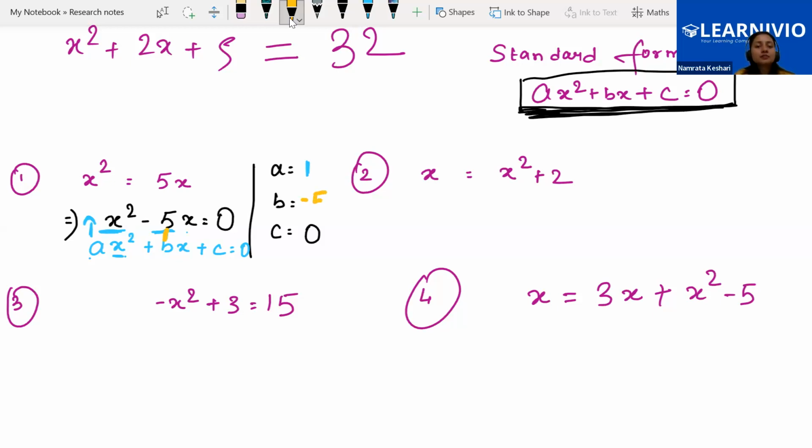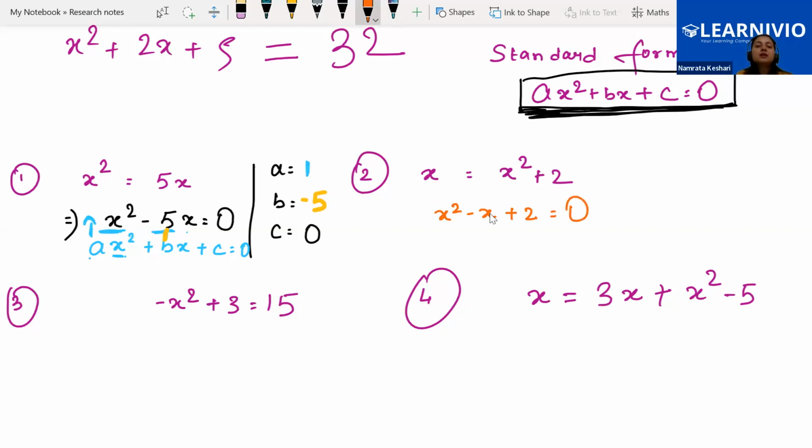Have you got it? Yes. Let's do the next one. Can you tell me what will be the next equation in standard form if we try writing that? Alvina: x square minus x plus 2 is equals to 0.